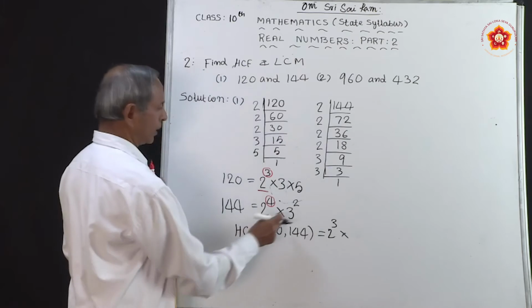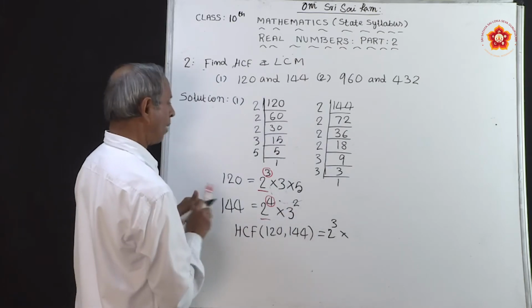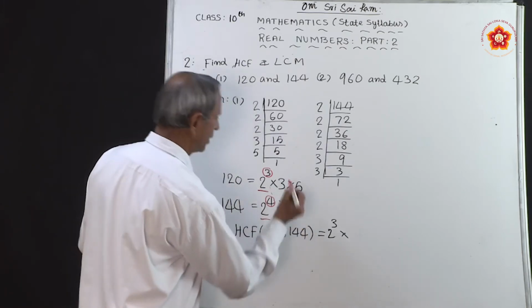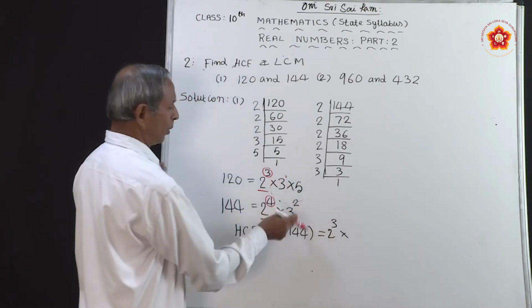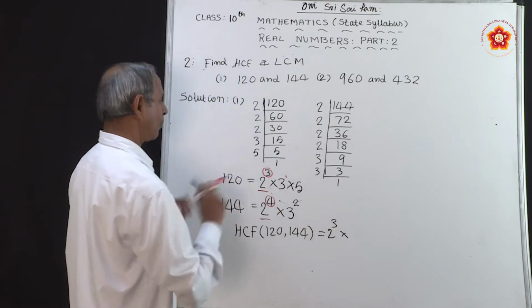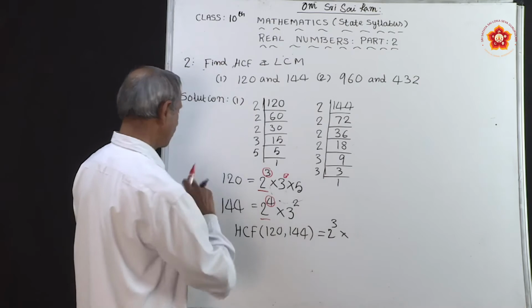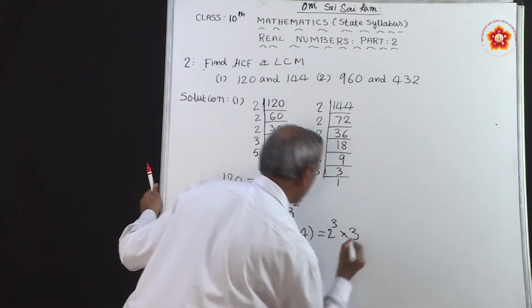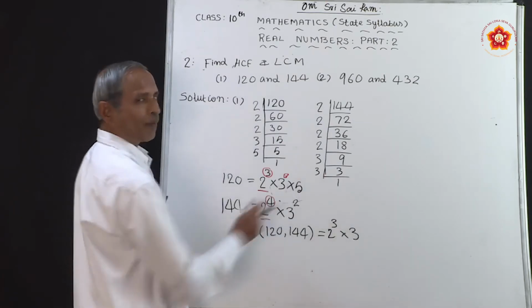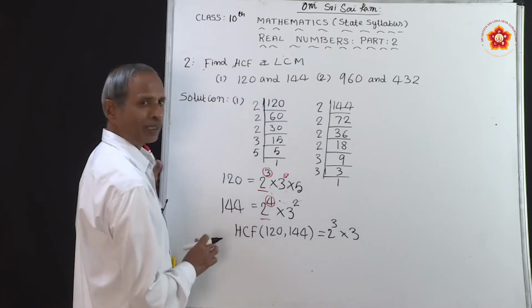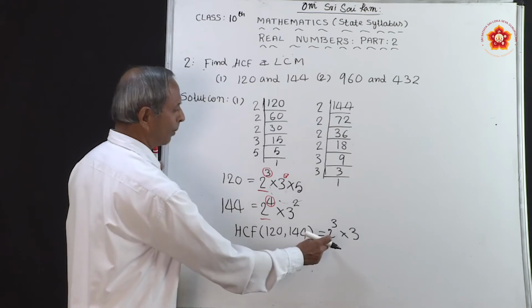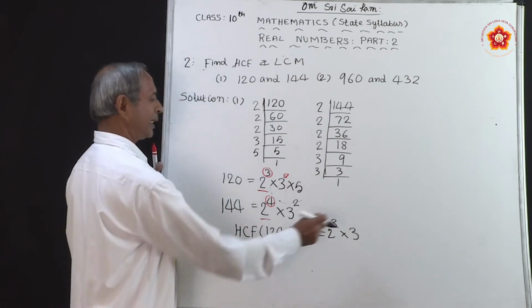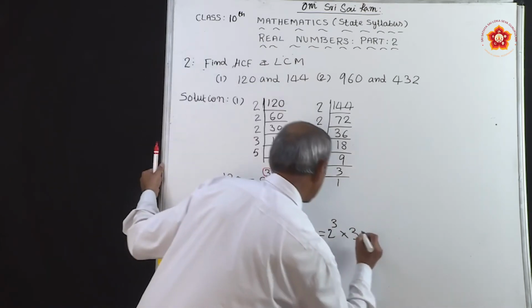Now, here 3 is also a common factor. Among 3, here 3 is there, here 1 will be there. Therefore, the lowest power is 1. Therefore, you have to write 3 only. Now, 5 is not a common factor, therefore, it will not come in the HCF. Therefore, multiply it: 2 cube means 8, 8 into 3, 24 is the HCF.